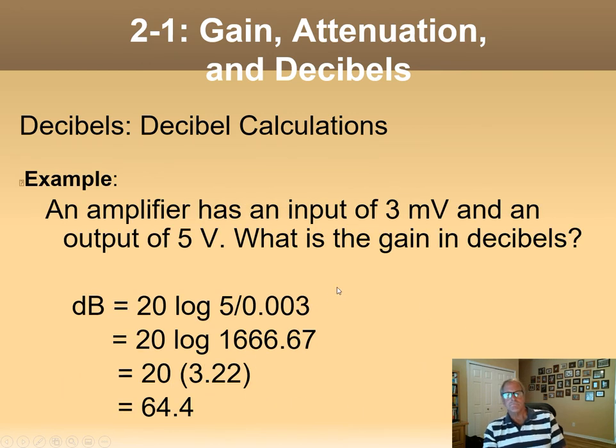So here's a voltage gain equation in dBs. So 5 volts divided by 3 millivolts, 20 log of that, you get 64.4 dB of gain. Okay, obviously it's gain. Now if this was the other way around, in other words, if it was 3 millivolts divided by 5, in other words attenuation, you would end up with a negative number here. Negative dBs, which means an attenuation.